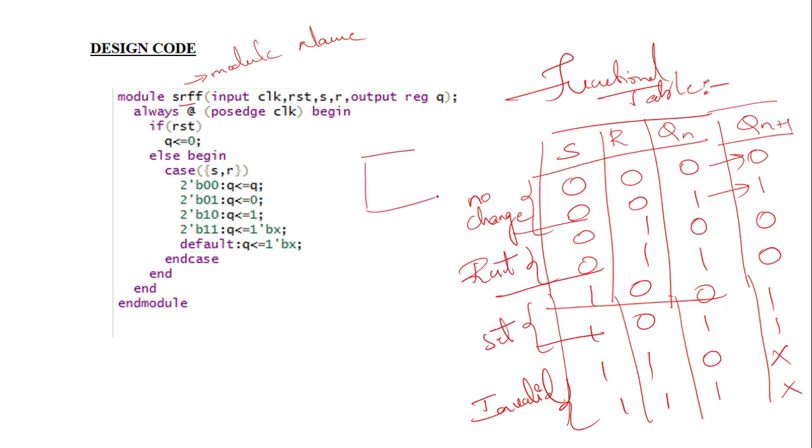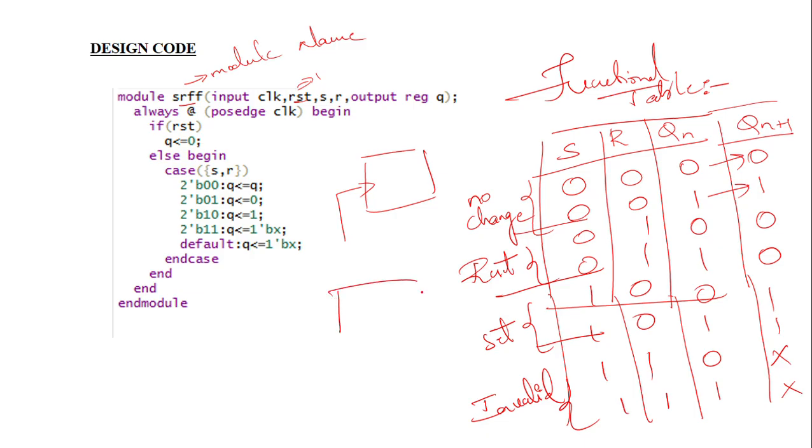Clock is our input. We can take the positive or negative edge; here I consider the positive edge. So clock and reset. When the reset value is 1, the flip-flop is going to start from the beginning. And next are two more inputs.